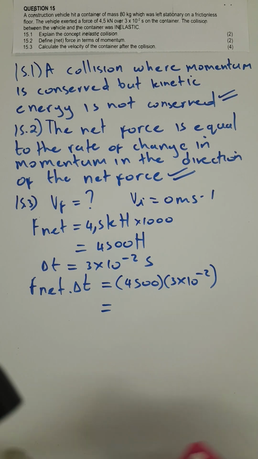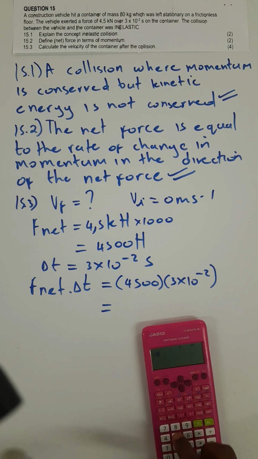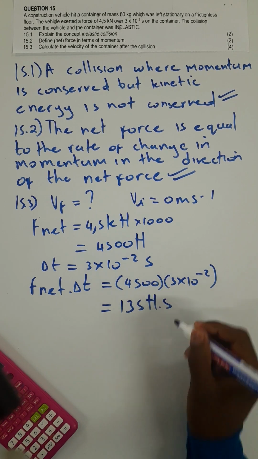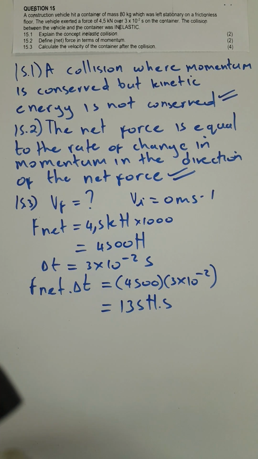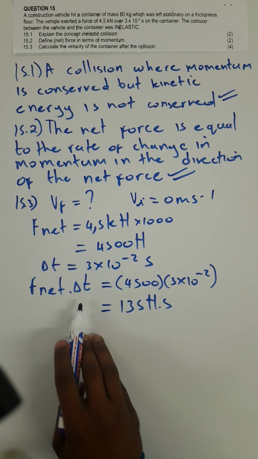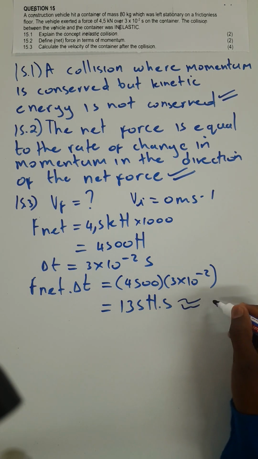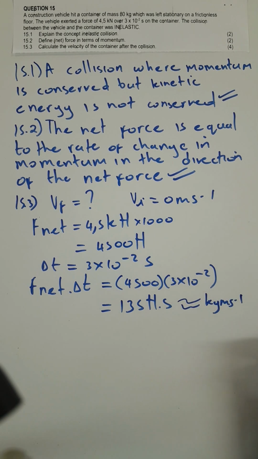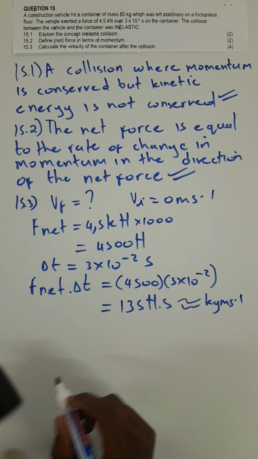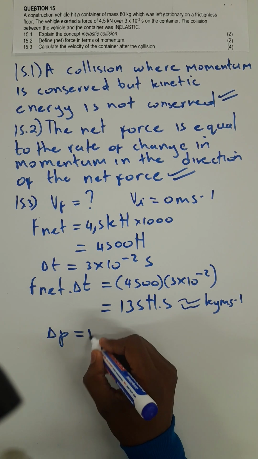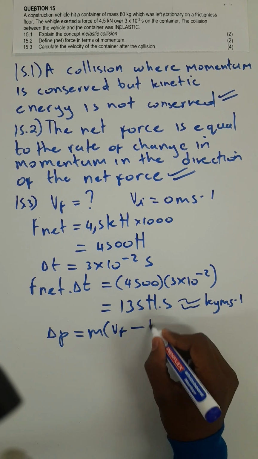Calculate the impulse. We have 4,500 multiplied by 3 times 10 to the power of negative 2, and it gives us 135 newton seconds. Those are the units that we're going to be using. They come from the fact that we are multiplying force and time, so it's going to be units of force multiplied by units of time, so newton second, which is equivalent to kg meters per second. And now we have impulse, but we know that impulse is equal to change in momentum. So we say that change in momentum is going to be mass times final velocity minus initial velocity.